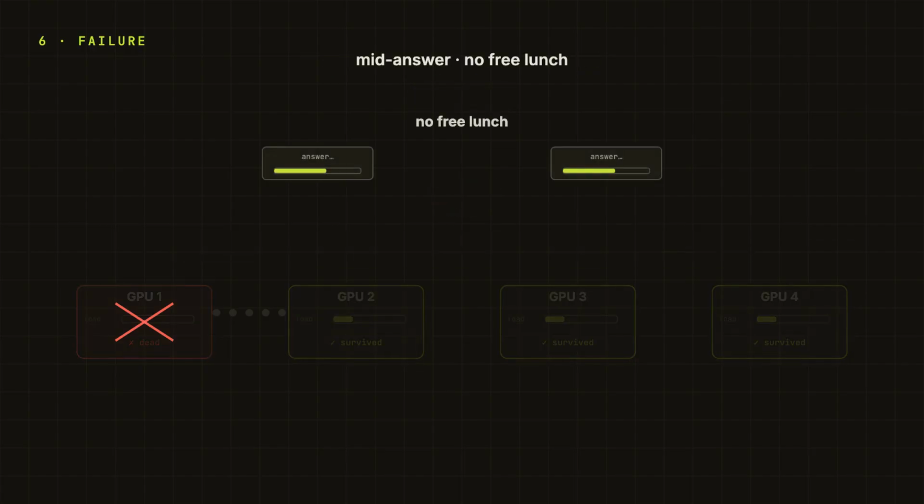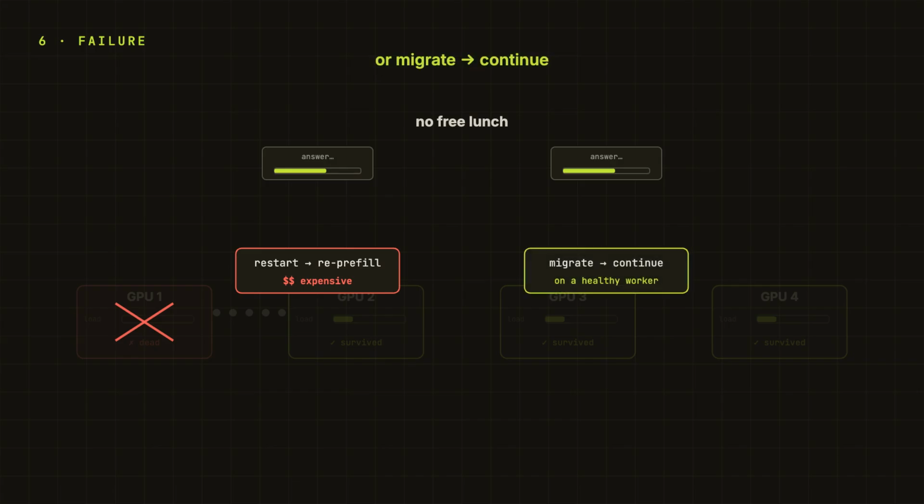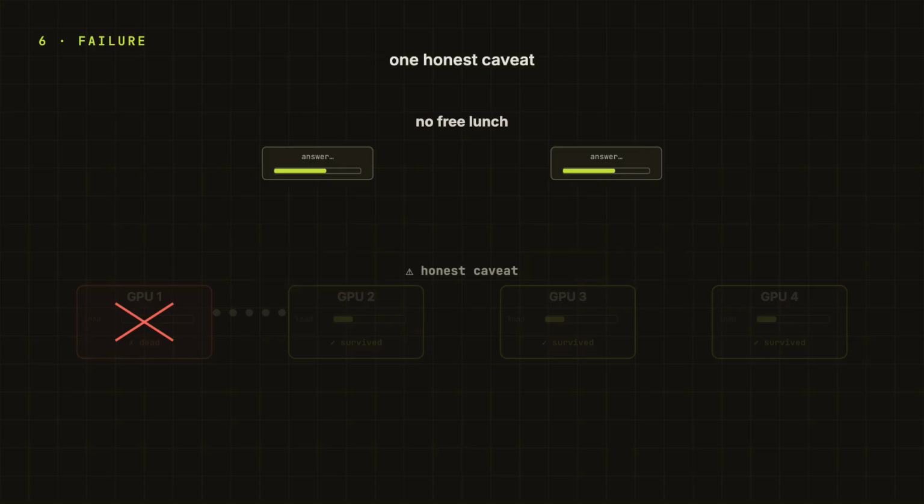And for the requests that were mid answer on the dead worker, there is no free lunch. You either restart them elsewhere and redo the expensive prefill, or, if the system supports it, migrate them to a healthy worker and continue. One honest caveat, because people get hopeful here.